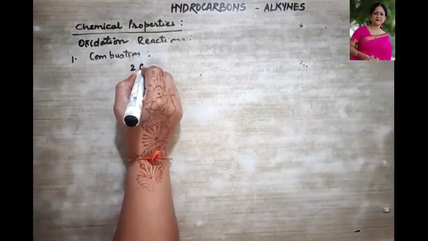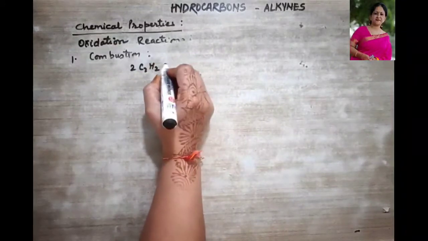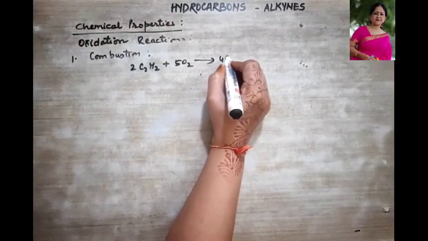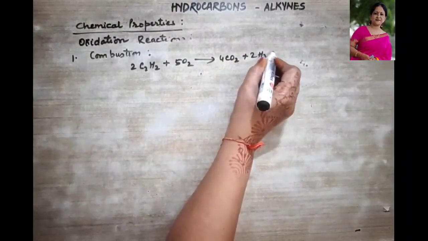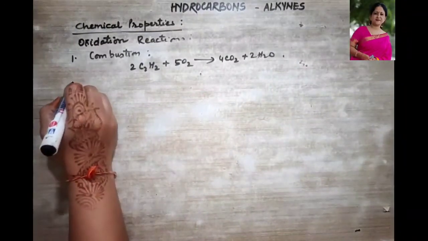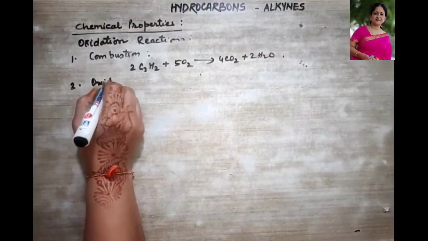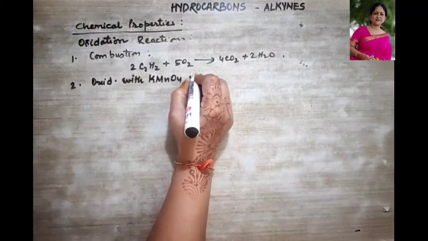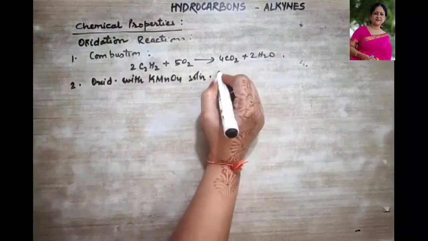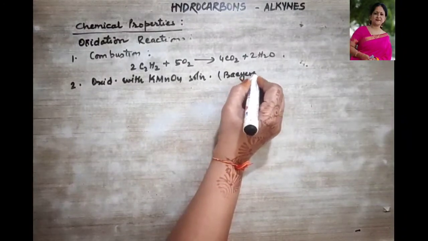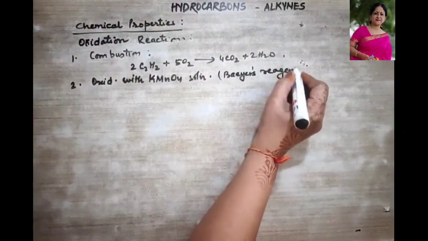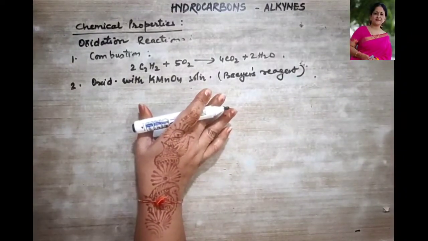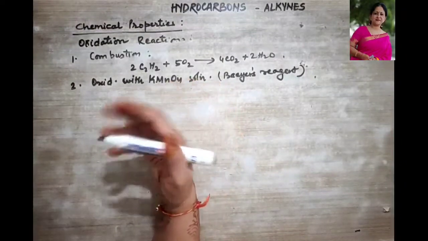So over here we can learn that when acetylene gas reacts with oxygen, what is it going to form? In excess of oxygen, it is going to form carbon dioxide and water. Okay. Now let us understand oxidation with KMnO4 solution. With KMnO4 solution, it is also called Baeyer's reagent. Clear? So on oxidation with neutral or alkaline KMnO4, different alkynes give different products.